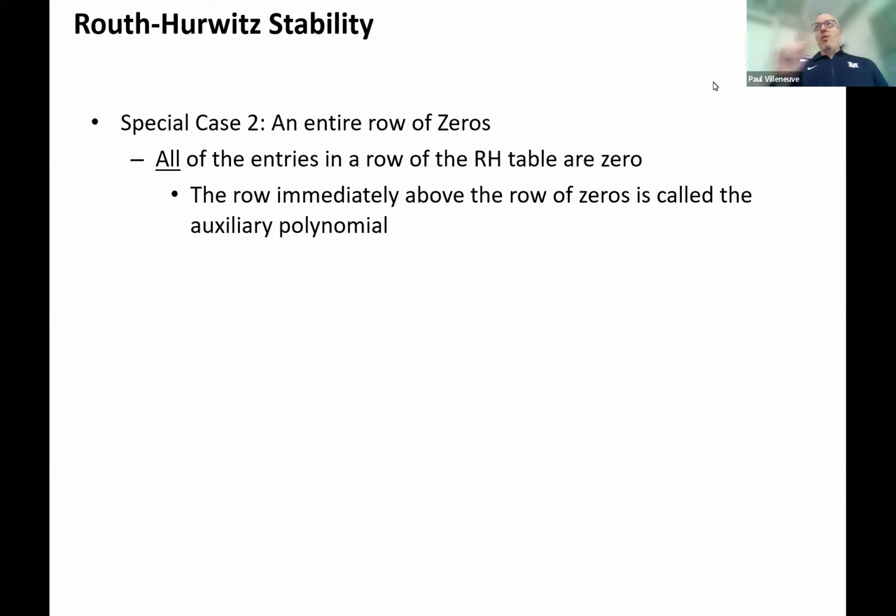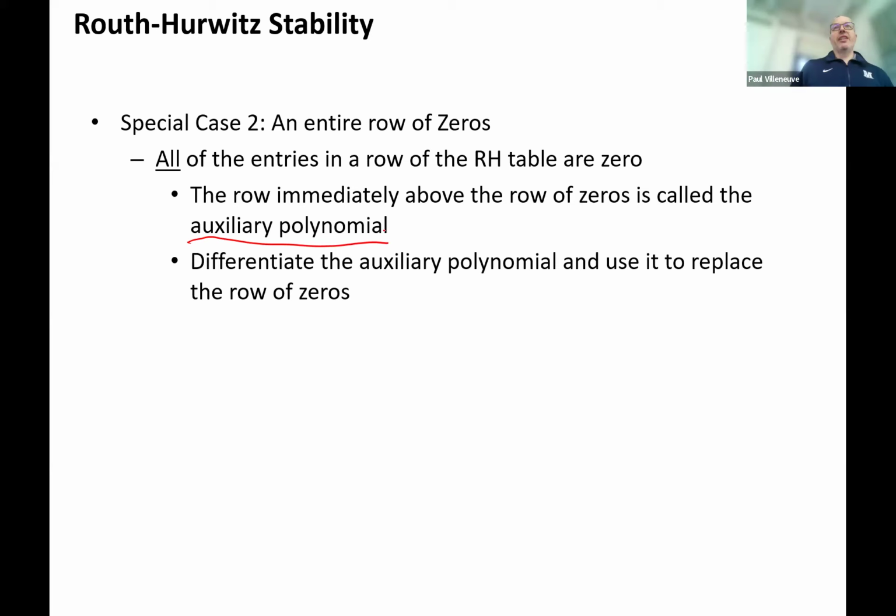If you end up with a row of zeros, it should always end up in an odd row. What I mean by that is S to the 1, S cubed, S to the 5th, and on and on. The row immediately above that, S squared, S fourth, S to the 6th, is where we pull our coefficients to build something called the auxiliary polynomial. And the auxiliary polynomial is where we'll actually get complex roots.